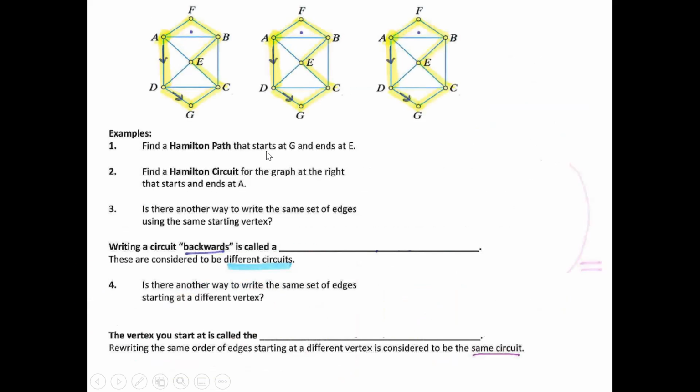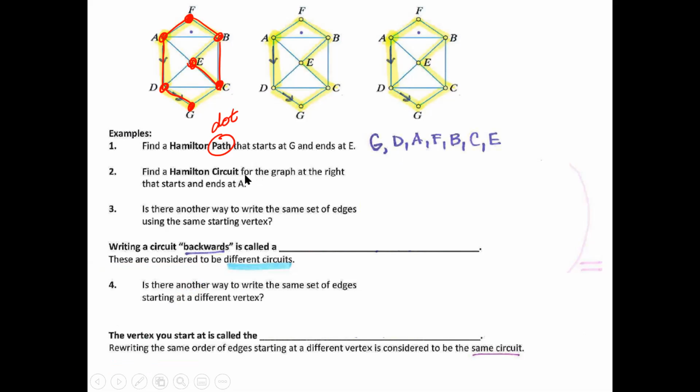Find the Hamilton's path that starts at G and ends at E. So go ahead and pause the video. One possibility is this one, where you start at G, and this is a path, so you're dealing with vertices. Go from G to D, D to A, and we're touching all the dots, A to F, F to B, B to C, C to E.